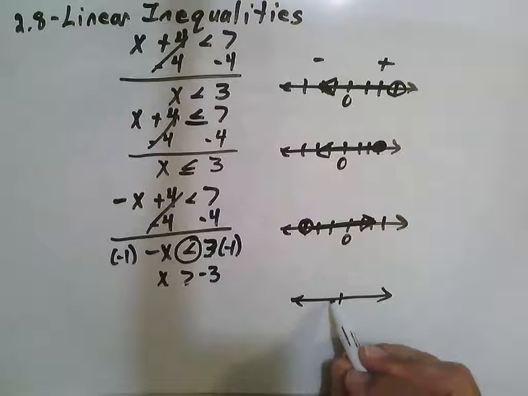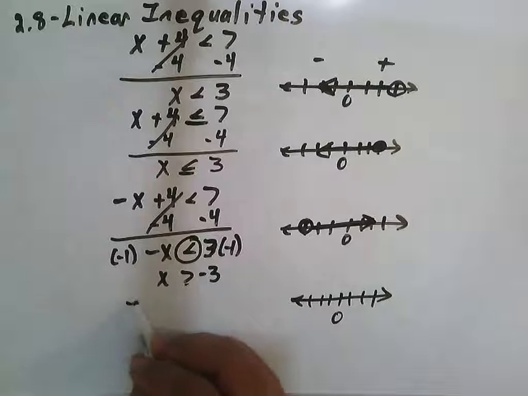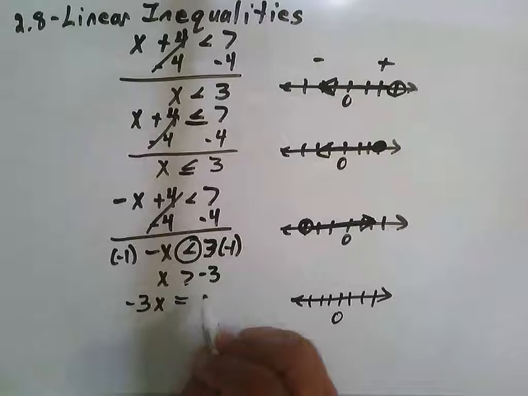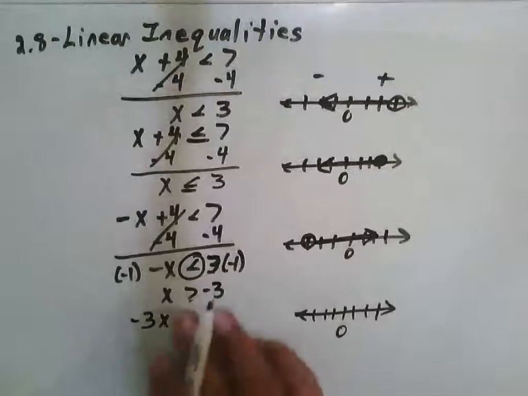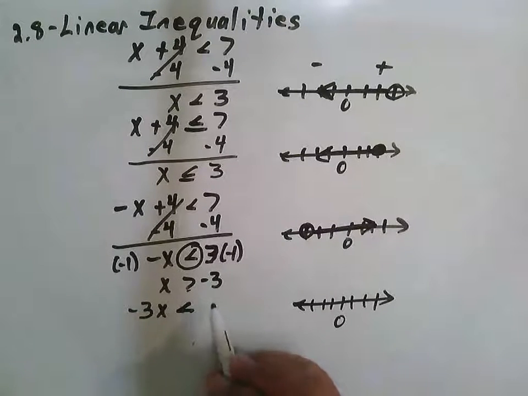But once again, I'm just going to draw out my number line and put my 0. So if I have negative 3x, doing an inequality rather than an equation, let's say that this one is pointed to the left, so this is less than 6. So once again, do the same process.